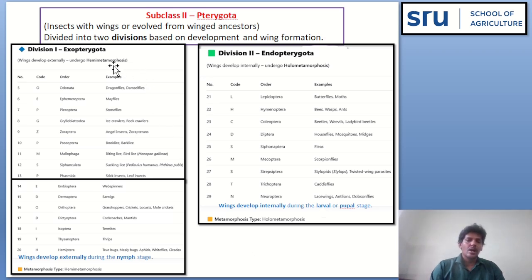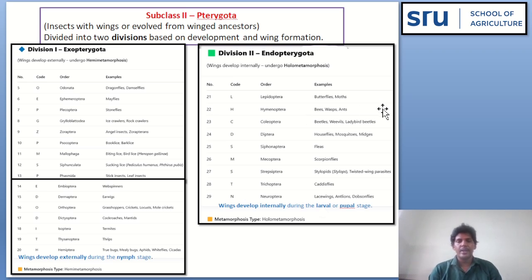So, among all these orders, hemimetamorphosis will take place. Next, division 2 Endopterygota. Totally 9 orders are there. That is LHCD, SMS TN. LHCD, SMS TN. L means Lepidoptera.